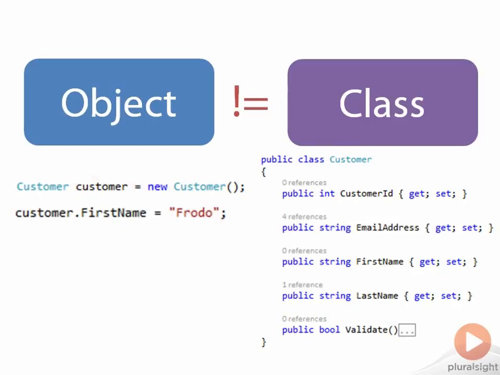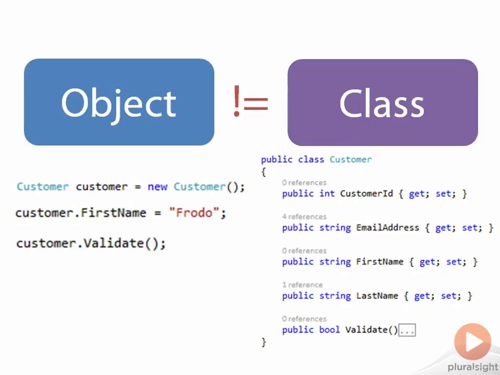Using that variable, you can get or set any of the properties identified in the class. The object variable holds the state of the object, meaning it retains the values of its properties. You can also use the object variable to call any of the methods identified in the class. In this case, the validate method is called for this specific customer object.